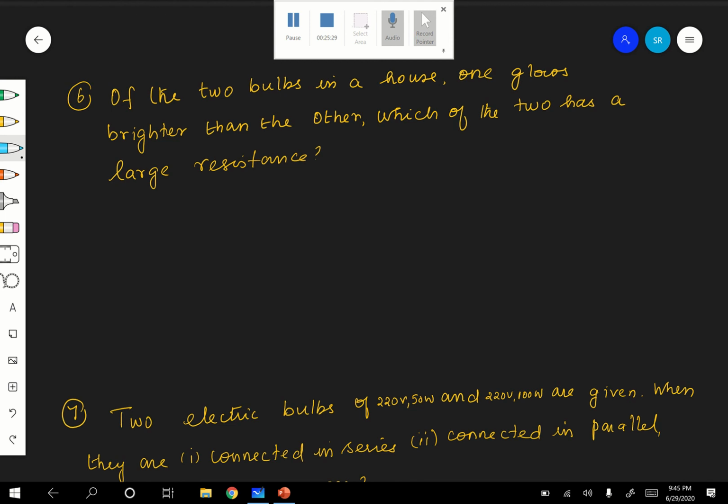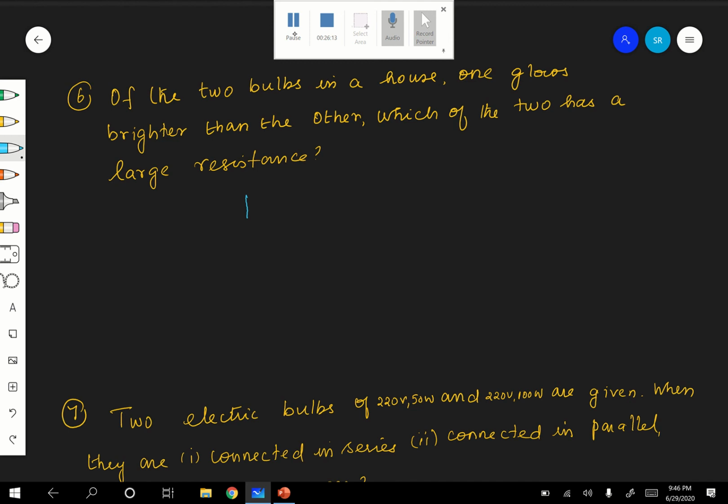Which of the two has larger resistance? Of the two bulbs in a house, in household circuits all are in parallel, I think you know. There is a parallel connection in a household. Now you see, of the two bulbs, if one is glowing brighter, whichever bulb draws more power will glow brighter. Therefore, the one which draws more power will glow brighter.